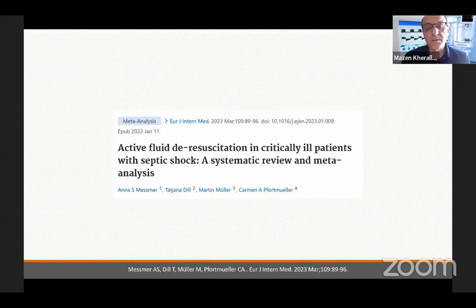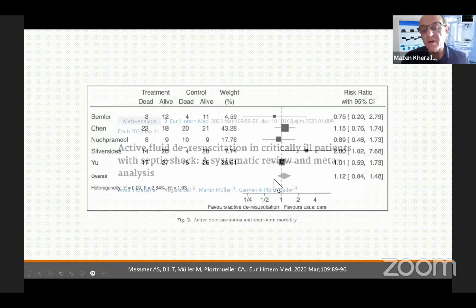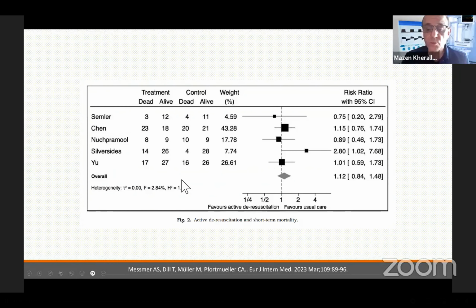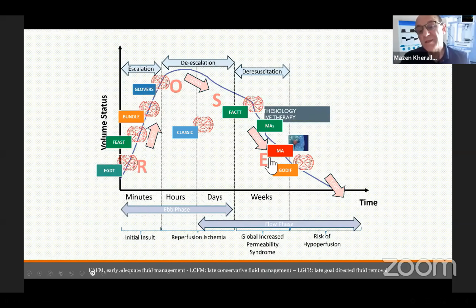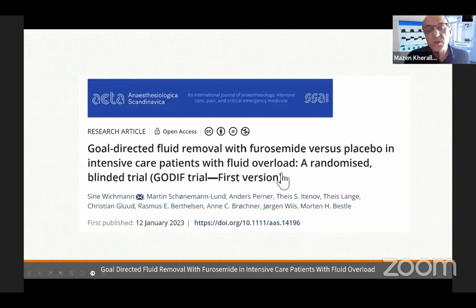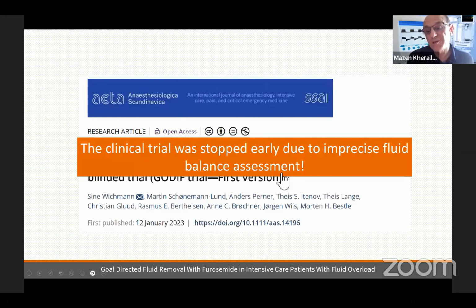But another meta-analysis that included only randomized control trials did not find any difference in terms of mortality, but the number of patients was low. And then it's clear that we needed a good randomized control trial to answer the question whether giving Lasix to those patients would be associated with better outcome. Unfortunately, the GODIF trial was designed for that purpose. However, the trial was stopped early due to imprecise fluid balance assessment. I don't think fluid balance alone should be used in determining which arm of the study they would go to. This is the first version, and I think they're looking at coming up with a second version. Hopefully this will be adjusted. They only included 40 patients, so I did not present the results of this.